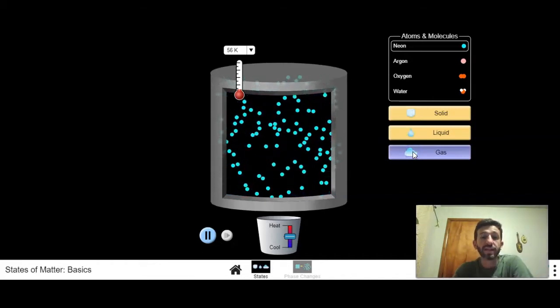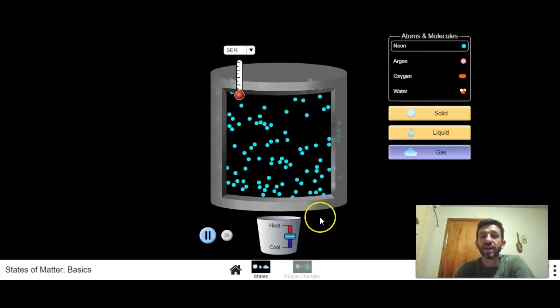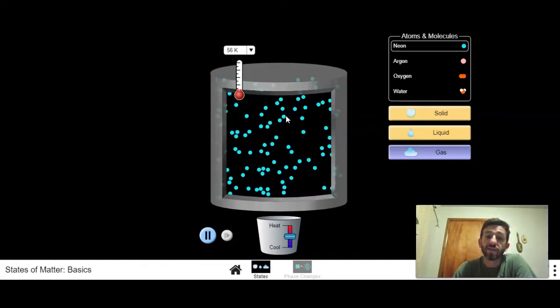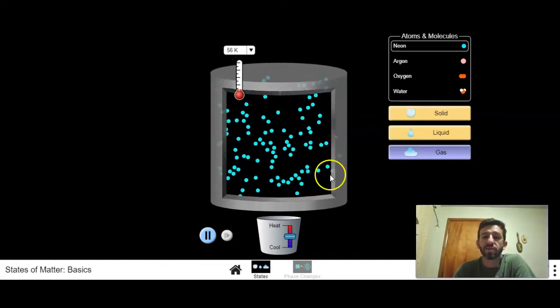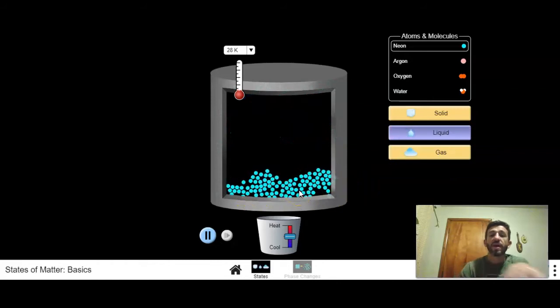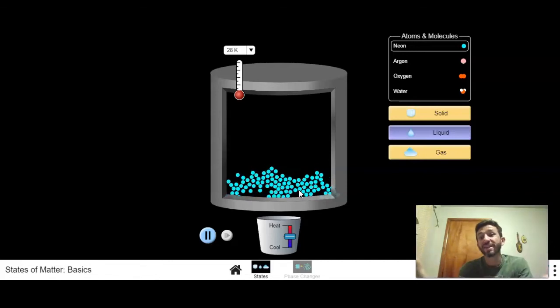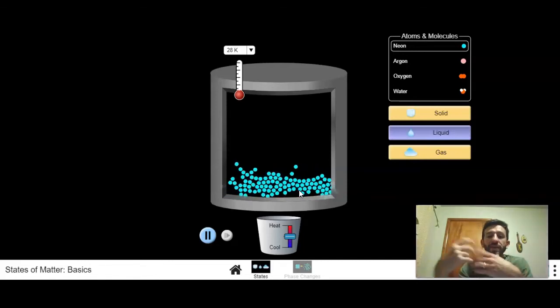Now, if I take and turn everything into a gas, you see that the gas takes up the entire volume and shape of the container, and it has the most kinetic energy of any of the states of matter. Okay, so it's spread out, it's bouncing all over the place. Liquids tend to spread at the bottom. They're more disorganized than the solids, but not as disorganized as the gases. They can flow past each other.